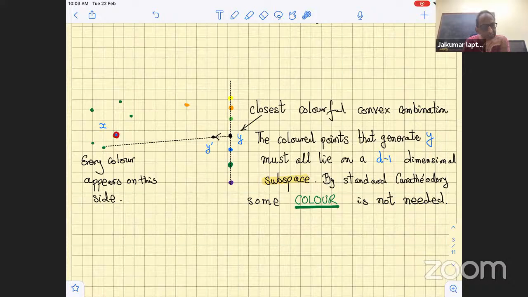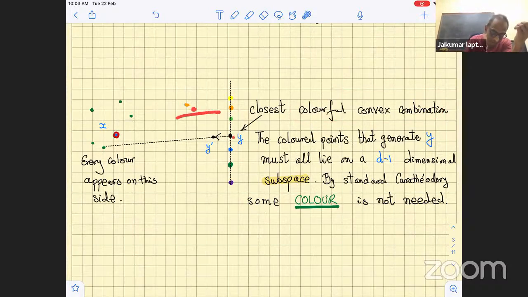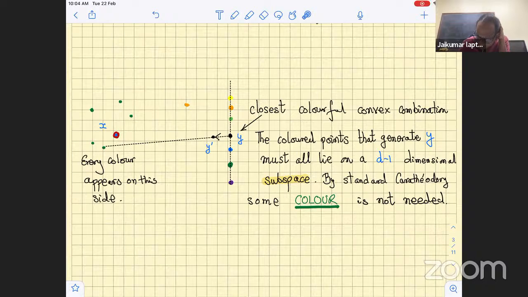Is this clear? So Y is now a colorful combination. My claim is no point in this colorful set, which is generating Y as a convex combination, actually is on this side of the hyperplane. Everybody agrees? Want me to repeat? Okay, I get the idea.